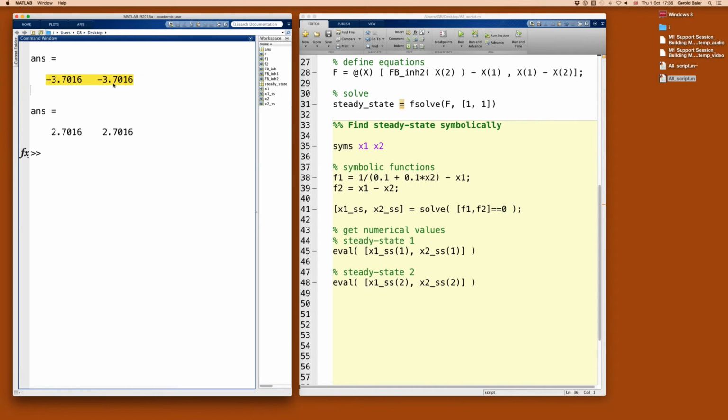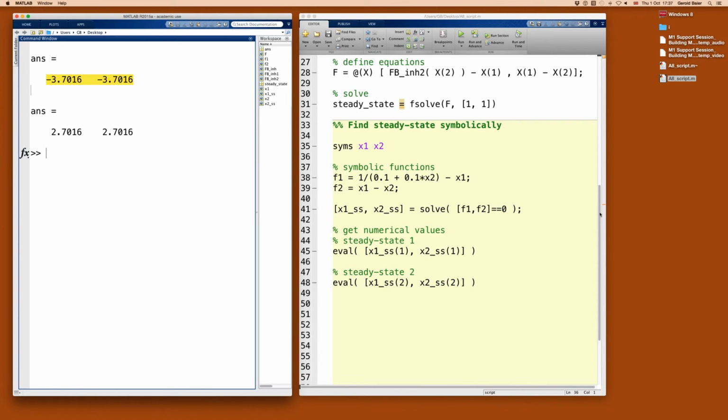So there are two steady states just mathematically, from the point of view of the mathematical solution. But in terms of the biological interpretation, of course, it's the steady state with positive real numbers, the 2.7, that we are interested in, and we can ignore this negative number.